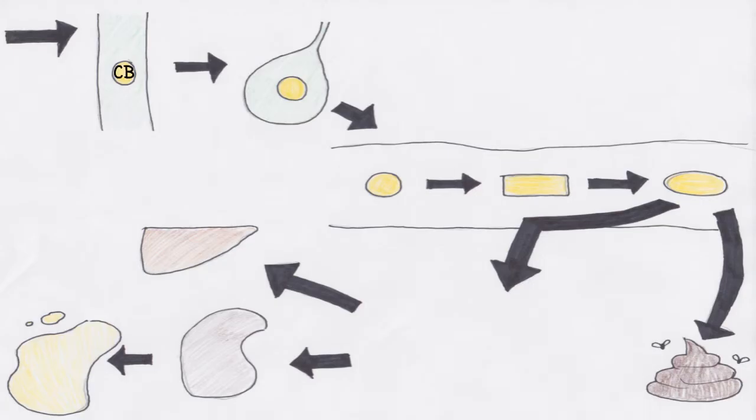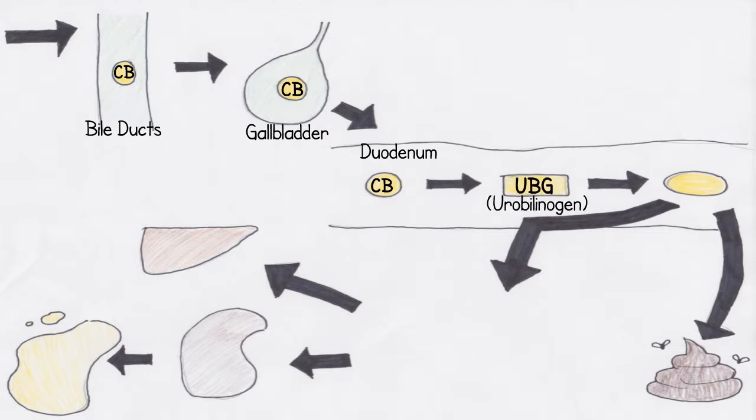Conjugated bilirubin is secreted into the bile ducts and then sent to the gallbladder for storage as bile. The gallbladder secretes conjugated bilirubin containing bile, which moves from the common bile duct to the duodenum in the small intestine, where it is converted into urobilinogen by intestinal microbes in the gut. Urobilinogen then undergoes spontaneous oxidation and turns into urobilin.